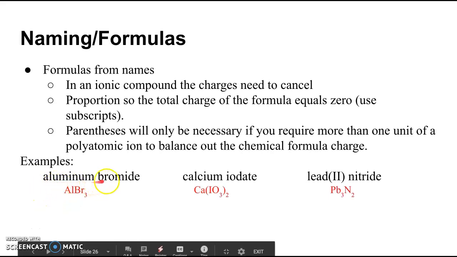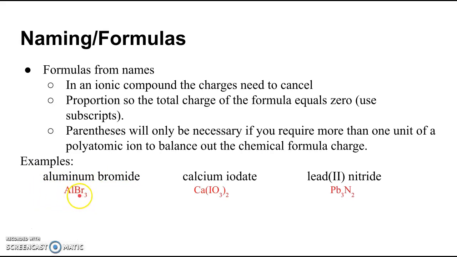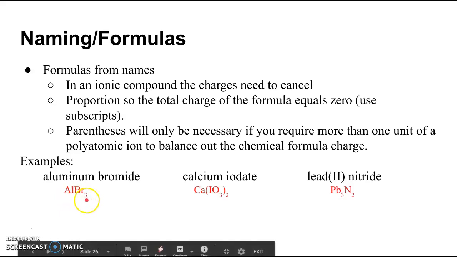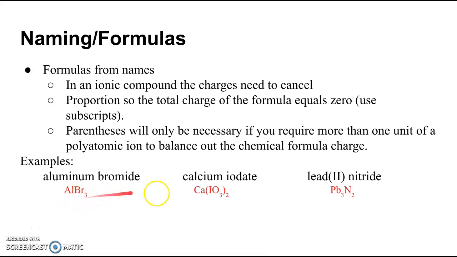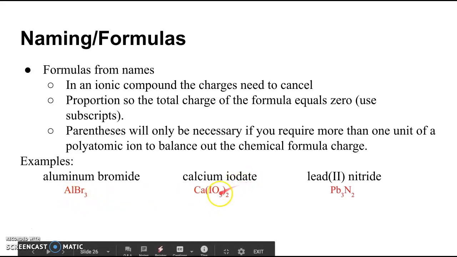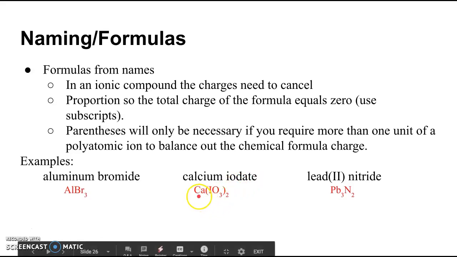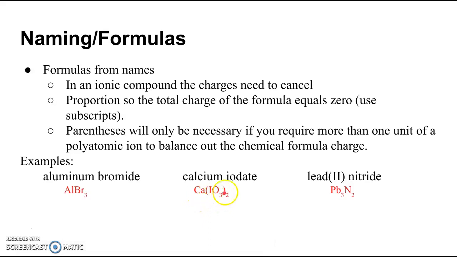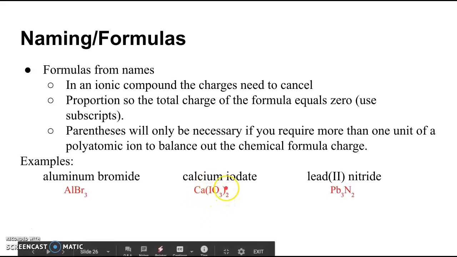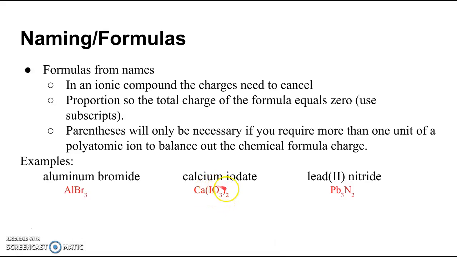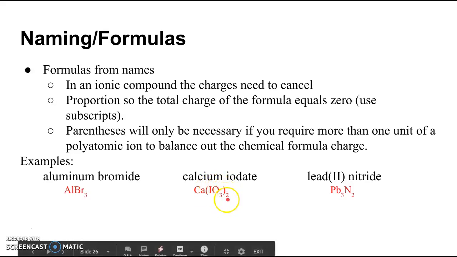Okay, so the first one, aluminum bromide. Aluminum is +3. Bromide is a halogen, so it's -1, so you need 3 -1s to cancel out the +3, AlBr3. Calcium iodate. Iodate is one of the polyatomic ions, so it has a -1 charge. Calcium is a +2 ion, so since we need 2 of a polyatomic ion, we're going to put parentheses around iodate, subscript 2.